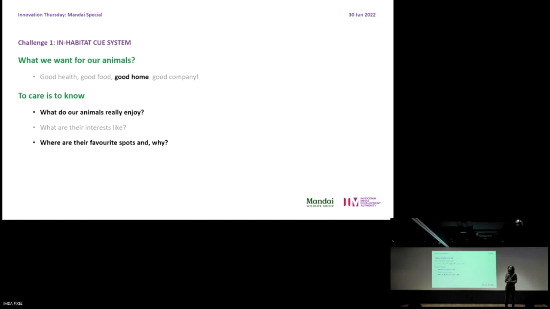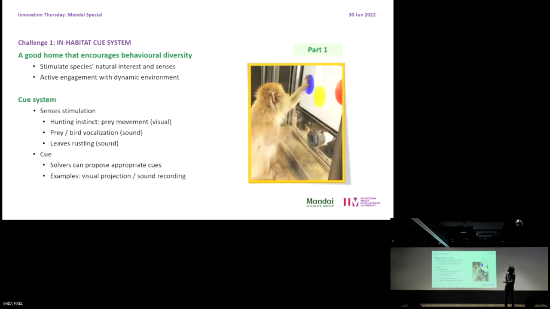And that is because with this challenge, we are also actually hoping to understand what our animals really enjoy in terms of the behaviors that we are expecting to elicit from our animals, and also what are their favorite spots and why. And this is with the understanding that in the wild, it's an open environment, whereas in our Mandai setting, the animals are within an enclosed environment. So certain stimulations that we can actually find in the wild will not be present in our parks. And this is where this challenge is really focusing on.